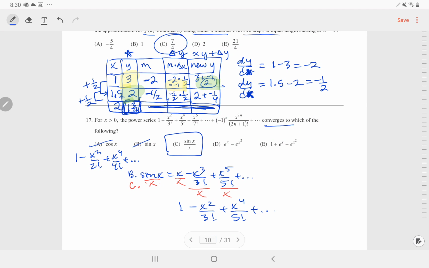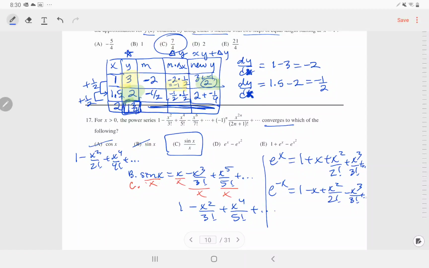77%. E, just to remind you, E is all positive terms. So 1 plus x squared over 2 factorial plus x cubed over 3 factorial plus ... And then e to the negative x is the same thing, but with alternating signs. And then we don't know if you're going to need these because technically they took Maclaurin off, but they left Taylor on. So, I mean, these are Taylor series.